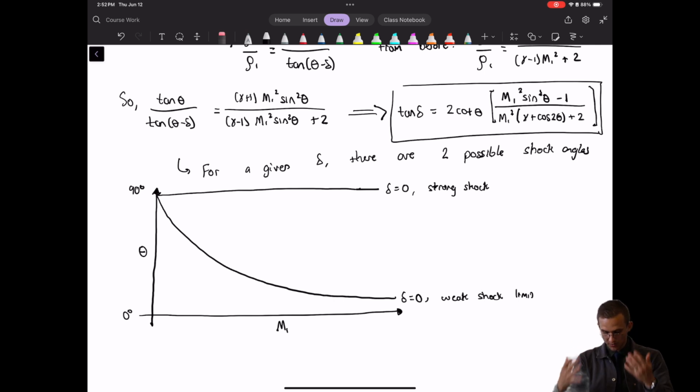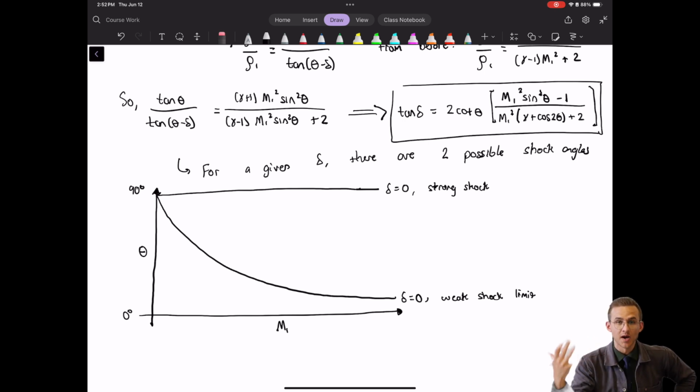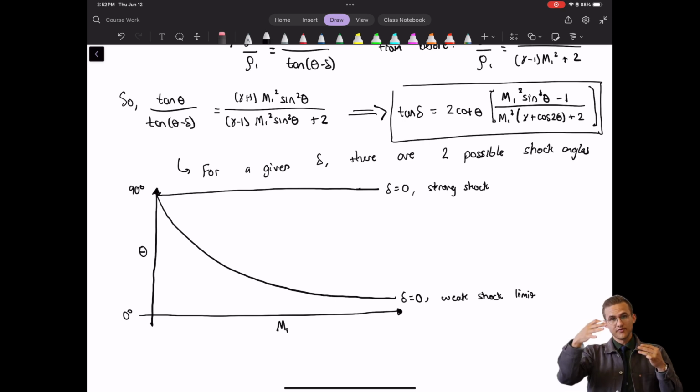So what do I mean by strong and weak? A strong shock results in a bigger change in properties across the shock, okay? And a weak shock results in a smaller change in properties across the shock. Normal shocks are the strongest shocks. They cause the largest change in properties because all of the flow kinetic energy is directed perpendicular to the shock. So there's no tangential component of the flow velocity that's not changing across the shock. All of it is changing. So that's a strong shock.